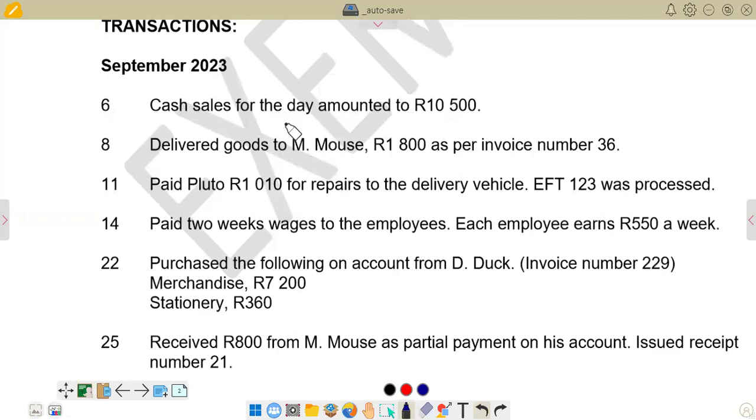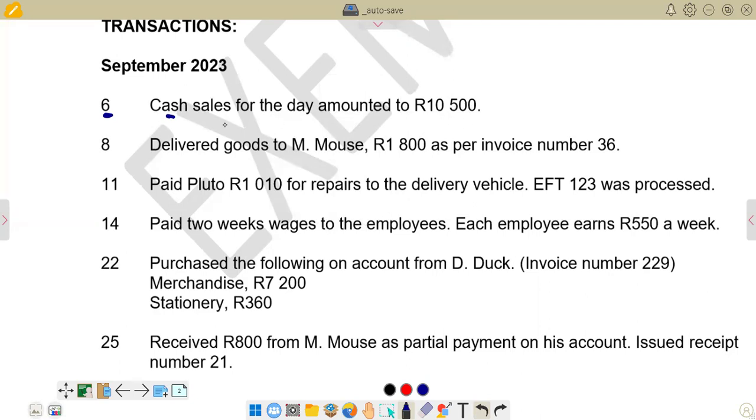If you come here, you see that these are the transactions that we have. The first one, on September 6th: cash sales for the day amounted to R10,500. Remember, these are cash sales, which means we are receiving cash. Whenever we are receiving cash, or receiving it through the bank, we are supposed to post it to the cash receipts journal. So this one is going to affect our cash receipts journal with 10,500.